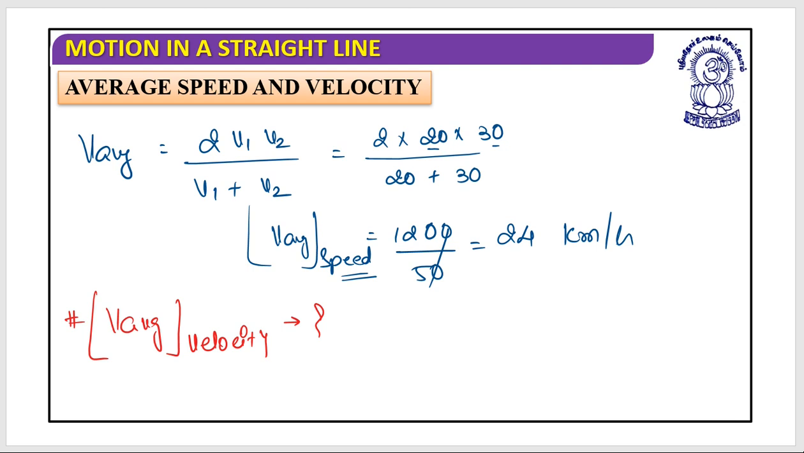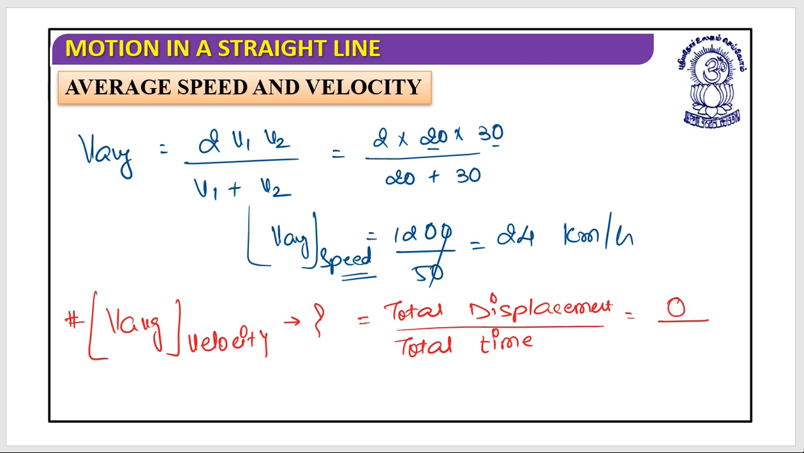Yes, some of you get a hint. As average velocity is total displacement divided by total time taken, and displacement is 0, whatever the time would be, we don't mind. It would be 0 kilometer per hour in this situation.